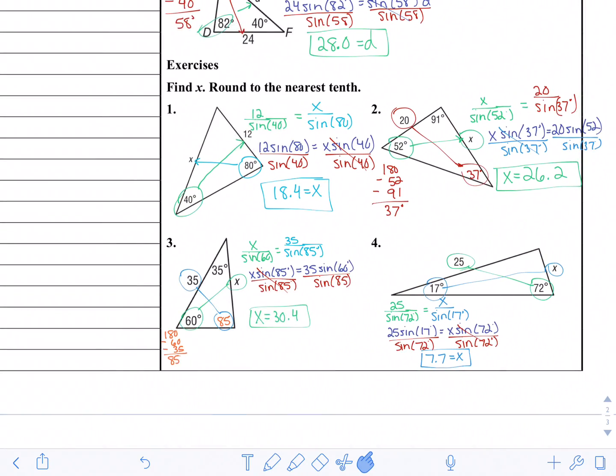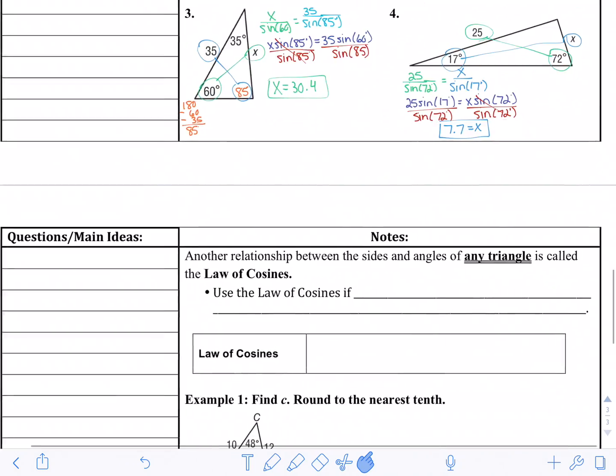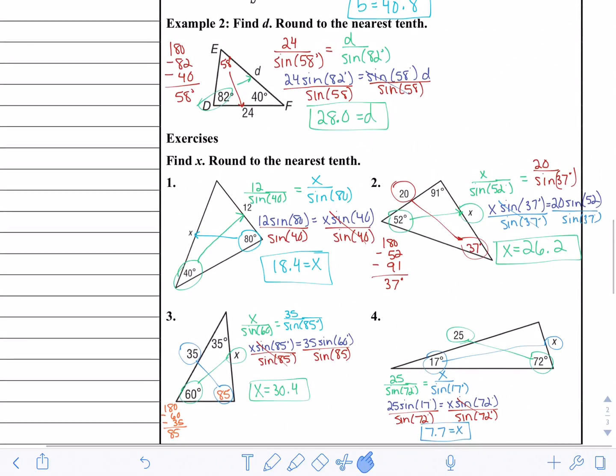Alright, so that is it for the law of sines. So I'm going to go ahead and make two videos, one for sines and one for cosines. So we'll stop with this one for right now, and then we'll do the second part in the other video.